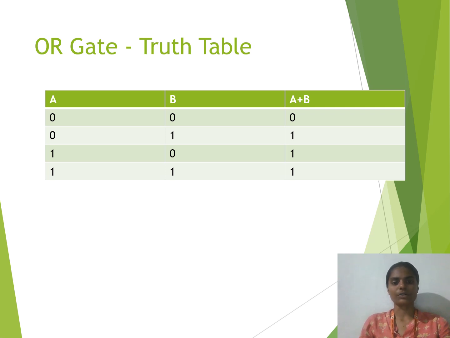If 0 and 0 are inputs, then 0 is the output. If 0 and 1 are inputs, then 1 is the output. If 1 and 0 are inputs, then 1 is the output. If 1 and 1 are inputs, then 1 is the output.